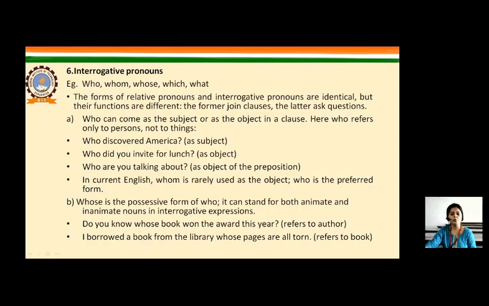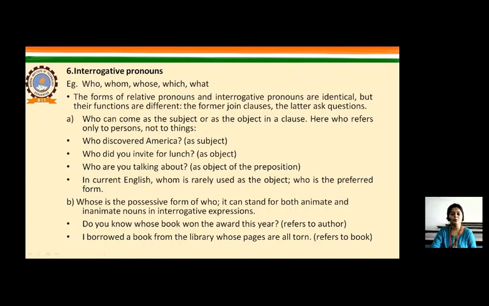Again, in current English, whom is rarely used as the object. Who is the preferred form. So you don't use who everywhere when you are talking about the object. In the object, when we are asking questions, then we start using whom. For example, whose is the possessive form of who. So if you are asking who is the one responsible for it, then in the object form you will use whom. And whose, like whose pen is this, whose paper is this, whose specs are these.